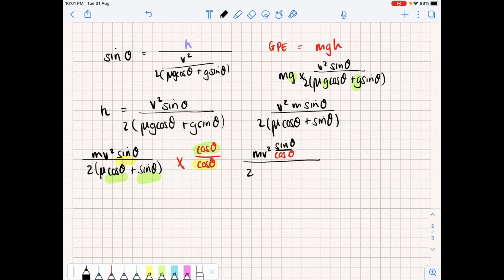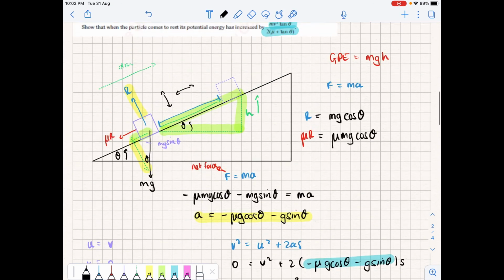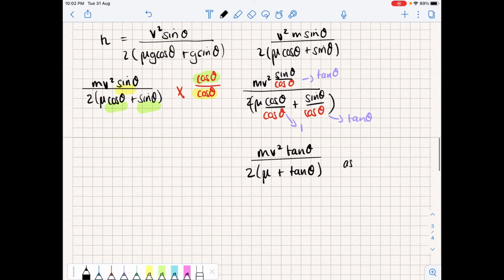We could have multiplied the 2 out and then refactorized it, but we can just logically work out that what's happening here is we're taking cos theta over cos theta plus sine theta over cos theta. This is going to become tan. This is going to become 1, and that's also going to become tan theta. That's finally going to give us m v squared tan theta all over 2 times mu, because the cos theta has become 1, plus tan theta. And if we go back to the original statement, as required.